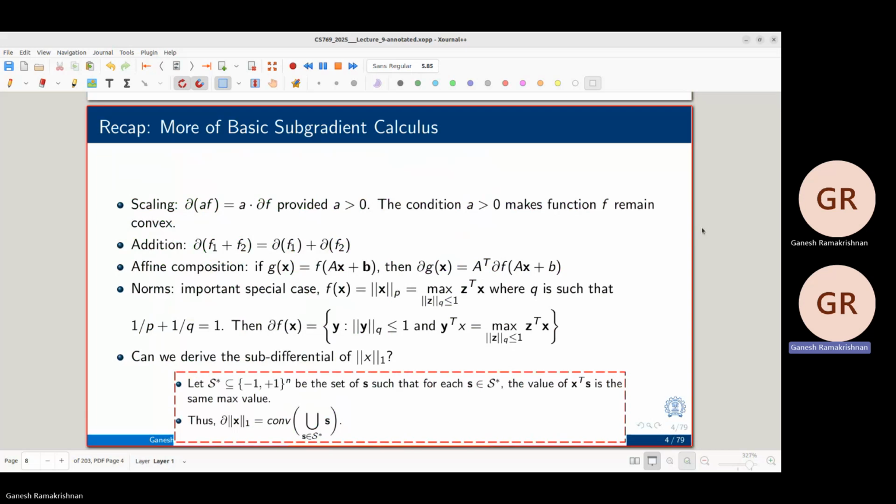So remember, this is what we had discussed. This is a generalization of the convex hull, and this S star is the support set.